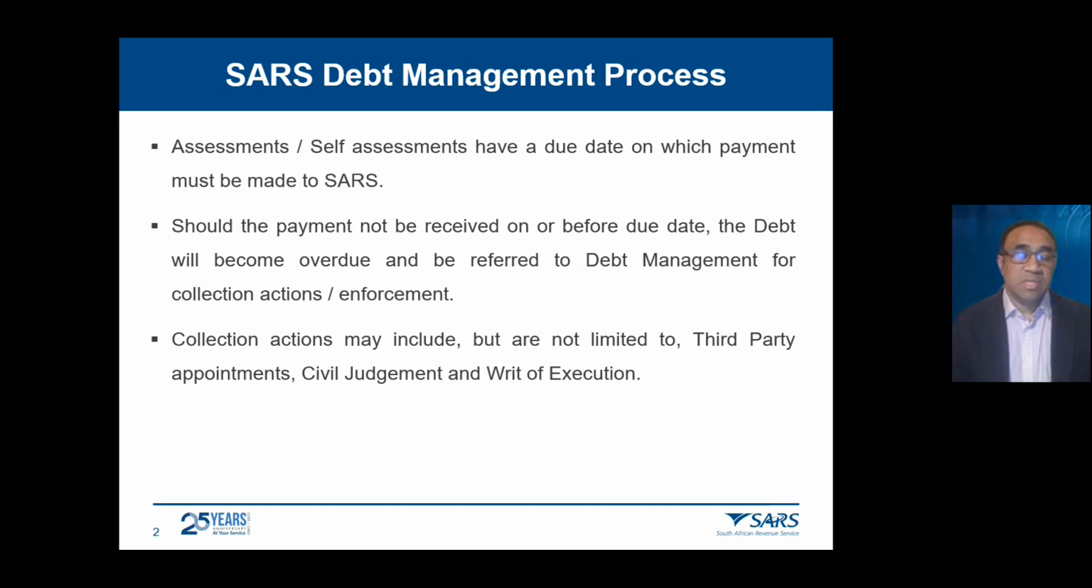Some of the steps that they could take in order to recover the outstanding monies could be third-party appointments, civil judgments, and writs of execution. Now, with civil judgments, that is where we could blacklist a taxpayer for failing to pay us, and a writ of execution is where we could attach your assets in settlement of your debt.